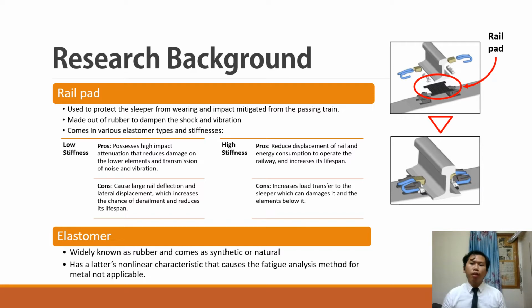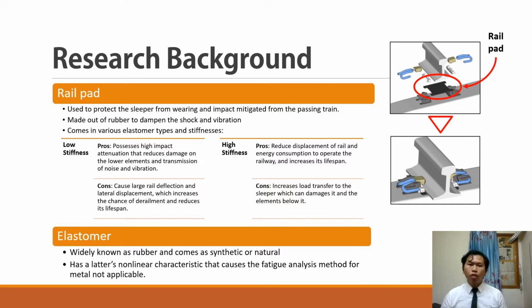the pad's lifespan. On the other hand, the high stiffness railpad reduces the displacement of the rail and the energy consumption to operate the railway, and also increases the pad's lifespan. But it also increases the load transfer to the sleeper, which can damage it and the elements below it. Because of that, balancing the railpad stiffness is very important for the safety of railway operation.